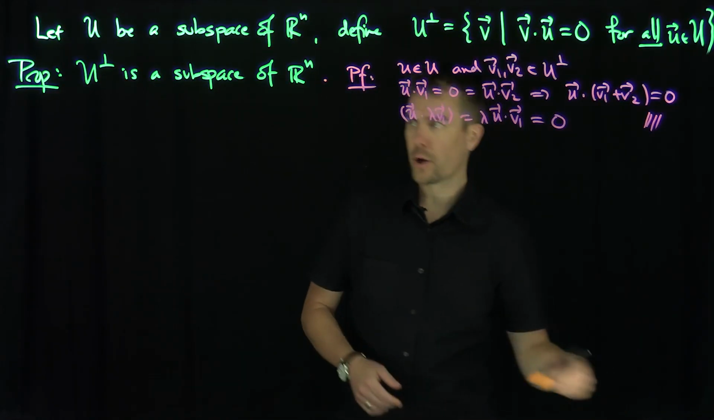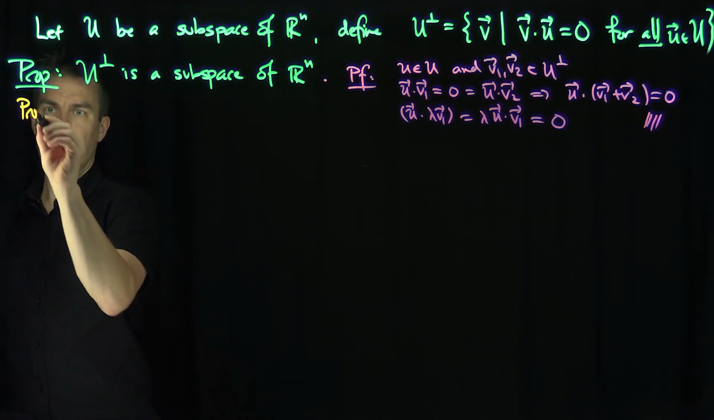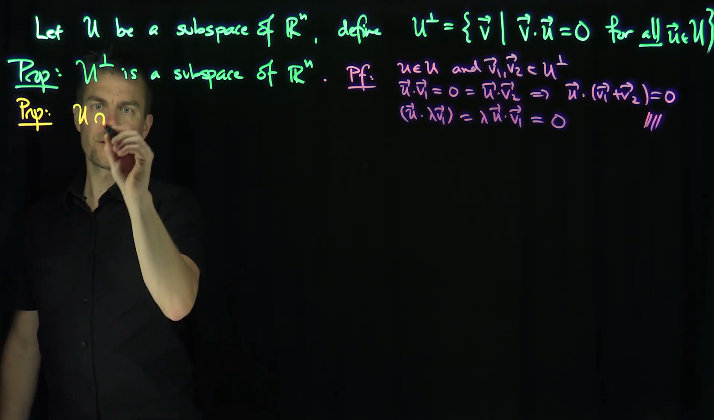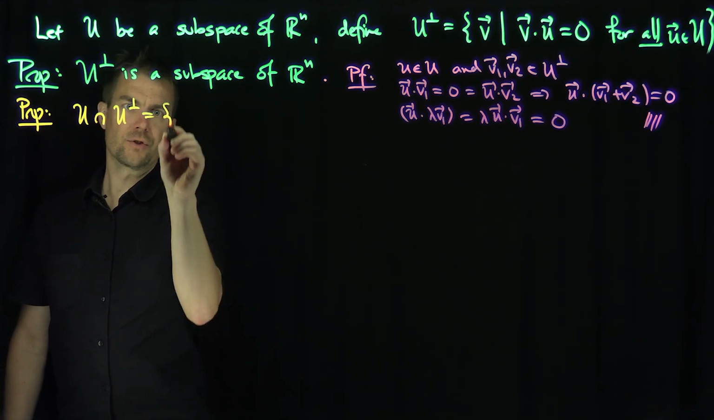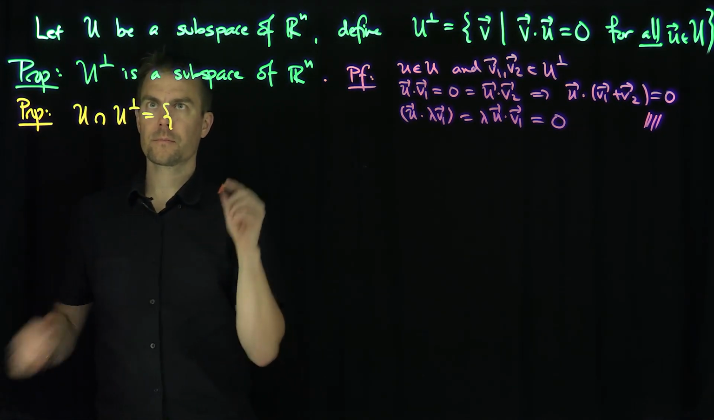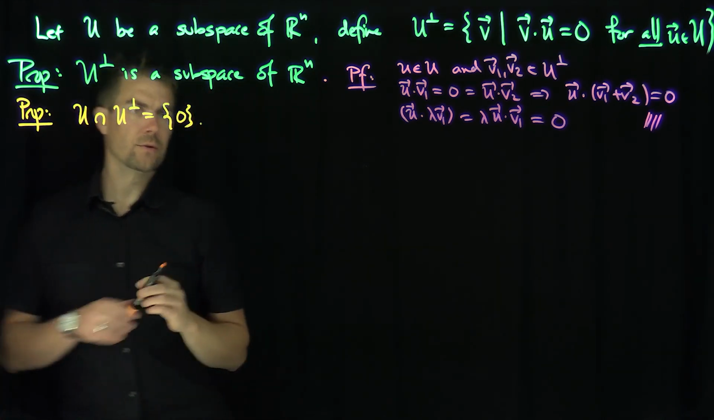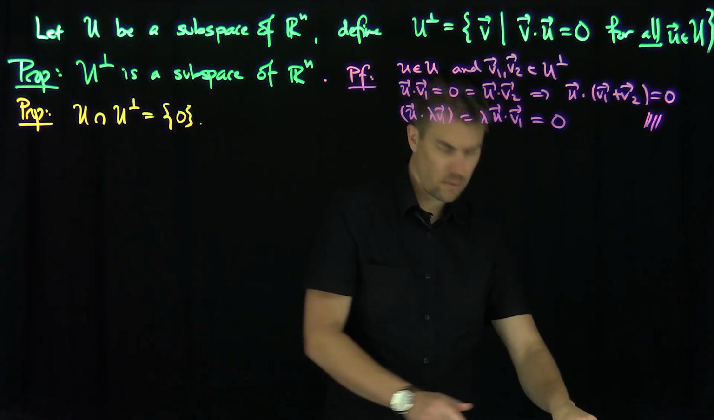So the next proposition is also simple. Proposition: U intersect U perp is just the zero set. There's only the 0 vector in there. And here's the proof of this fact.